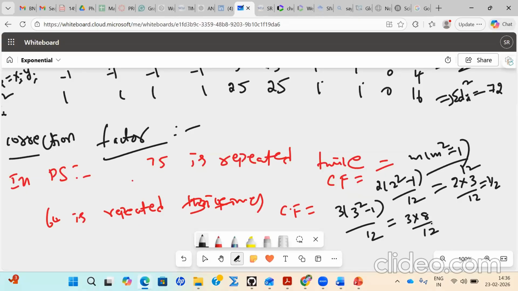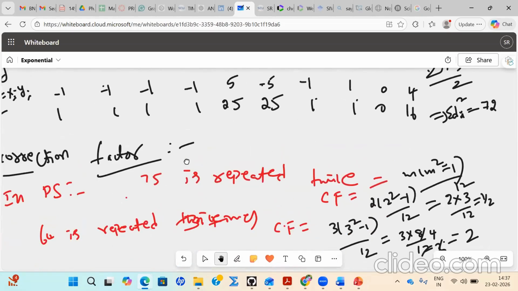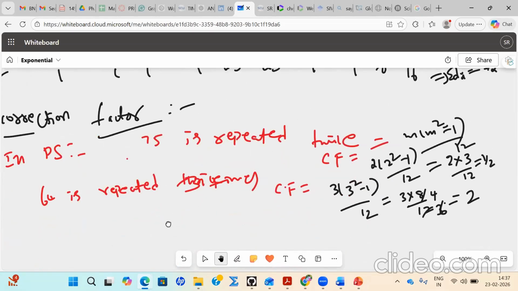8 by 12. So 2 4 ja, 2 3 ja, no, sorry. 2 6 ja, right? Next 12, I mean 2 will get, right? 2. Any other number repeated in PS? Check once there. Only two. No other number repeated, right?